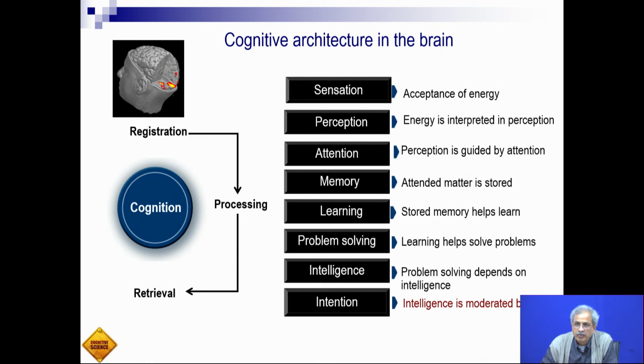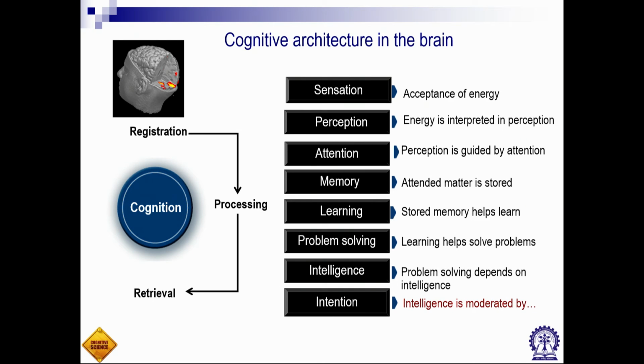So, when we talk about the functional architecture, basically we talk about certain steps. The steps are like how we sense, how we accept energy, how we perceive, that is, how we interpret energy. Then we do not interpret everything, so how we attend to something. Then the question comes that when we attend to something, we also memorize those things. If we do not memorize, we need to learn every day. Therefore, based on memory, we learn certain things.